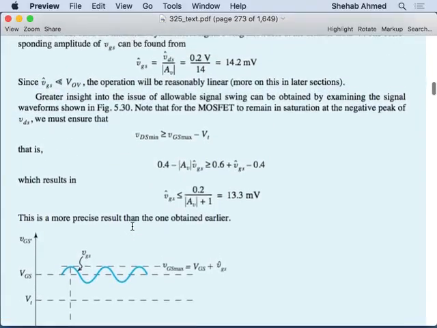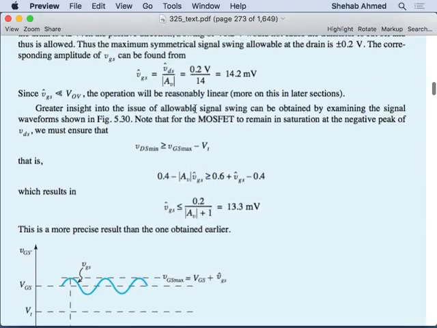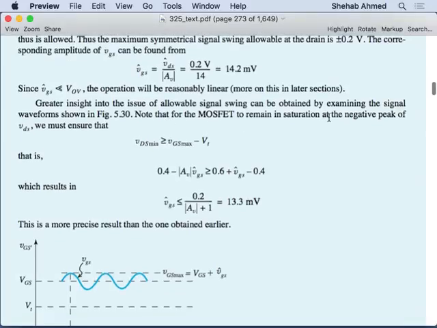And here they put, to try to calculate what the minimum or maximum value of the signal. Greater insight into the allowable signal swing can be obtained by examining the signal waveforms. That's what we just did, looking at the waveform. To remain in saturation at a negative peak, we must ensure that the minimum value of VDS is greater than the overdrive voltage, right? That's what we were talking about. The minimum value of VDS should always be greater than the overdrive voltage.